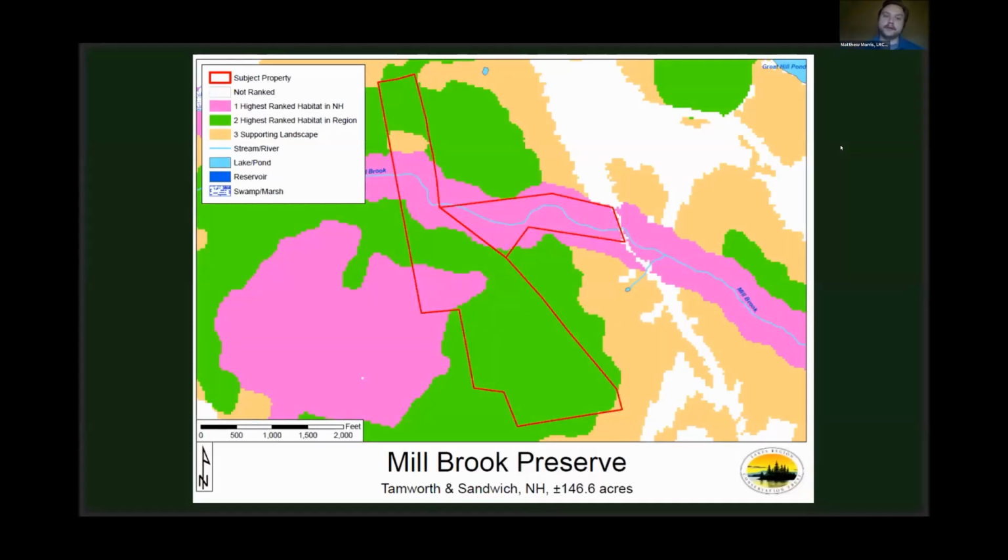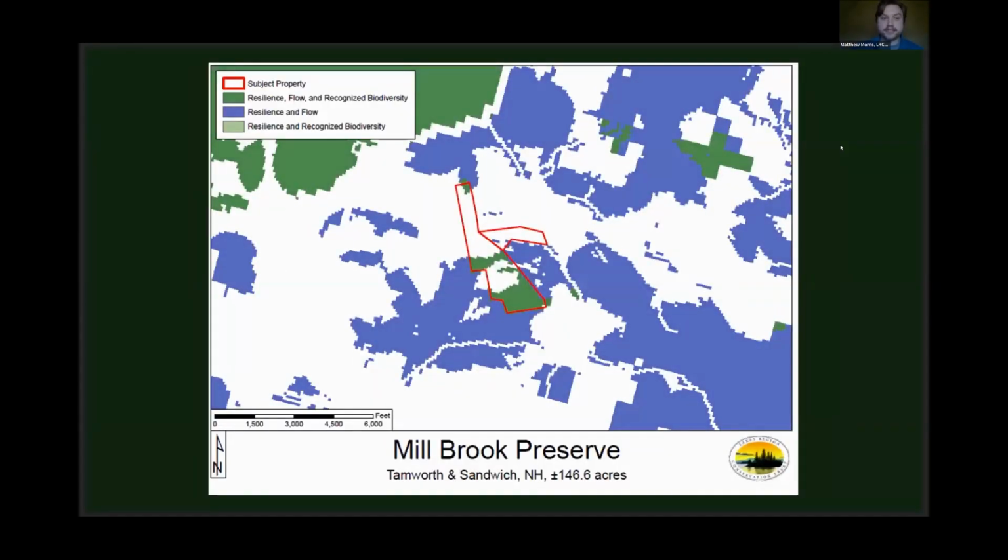This is another mapping tool that we use. This ranks wildlife habitat. It was developed by New Hampshire Fish and Game. You can see on this property that overall it ranks very high in habitat, having mostly pink and green. One other tool that we use, also featured on the Cornell mapping tool, is the TNC Climate Change, Resiliency, and Flow. We see that portions of the Mill Brook Preserve have recognized biodiversity, resilience, and flow.